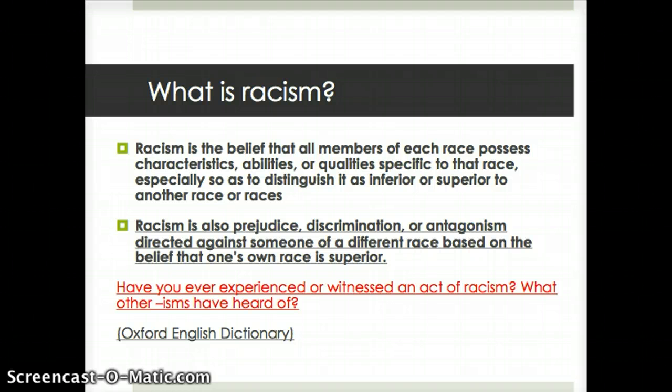anti-Semitism, which is the prejudice, discrimination, and hatred of somebody or a group of people based on their belief in Judaism and association with the Jewish community.